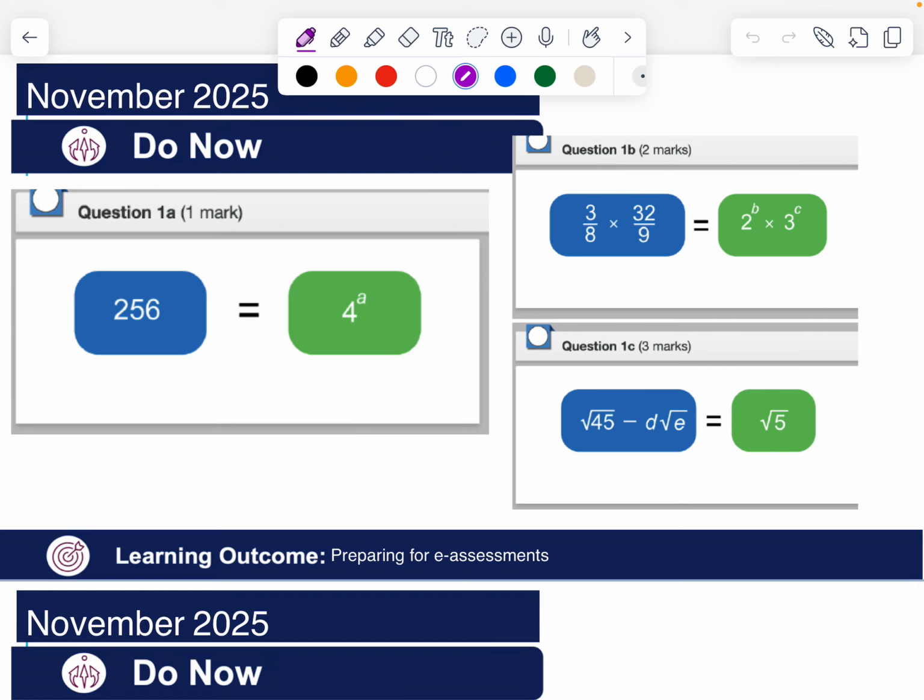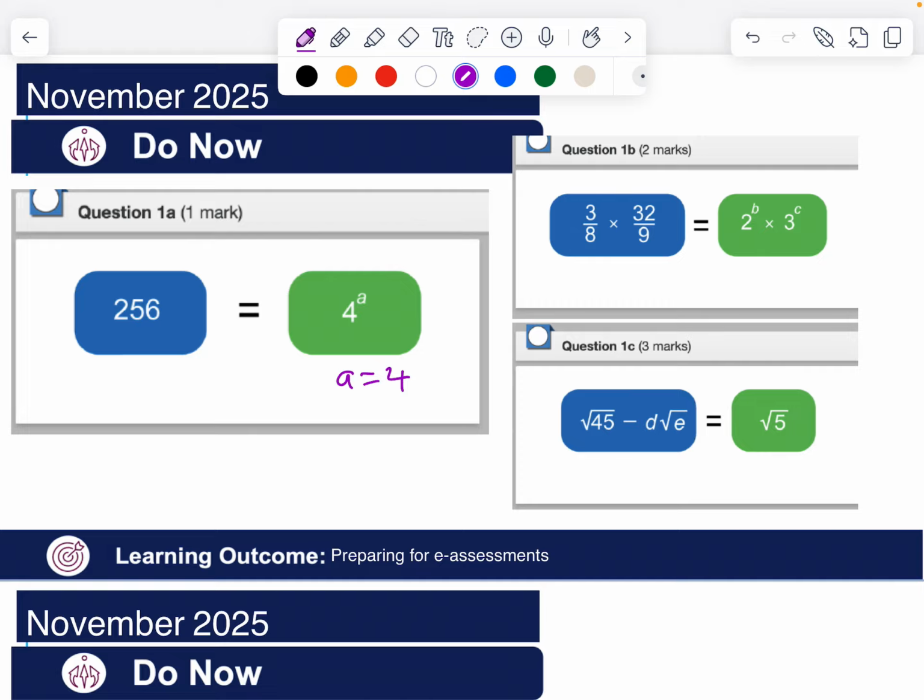Right, so here, this is for one easy mark: 4 to the power of something is 256. So all you have to do really is just go to your calculator and do some trial and error. So A equals 4 to the power of 4.